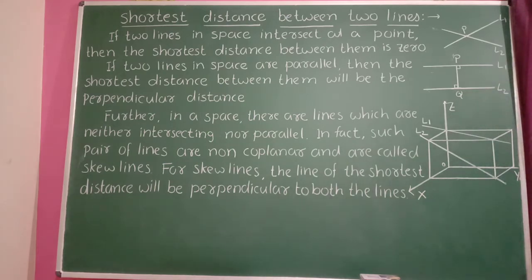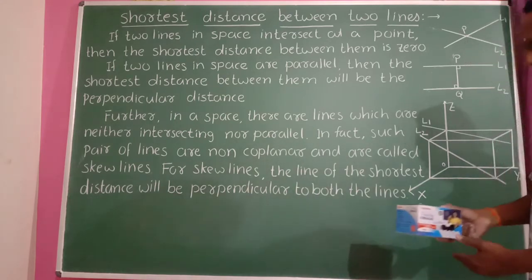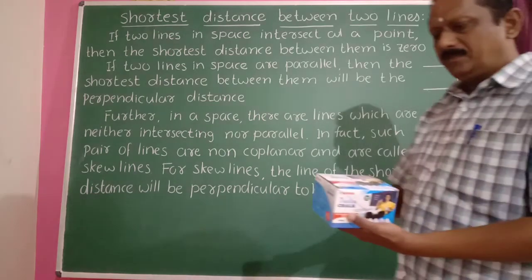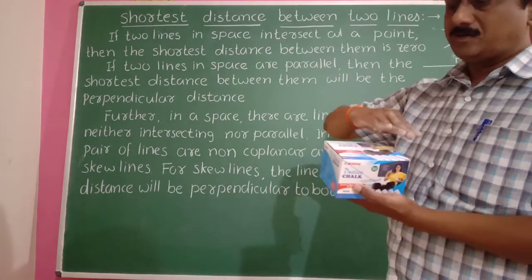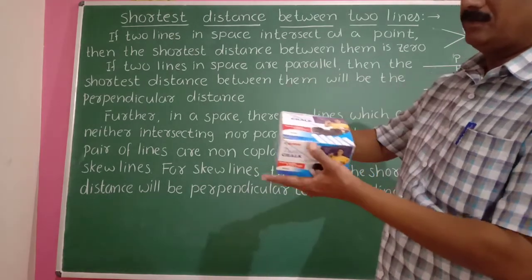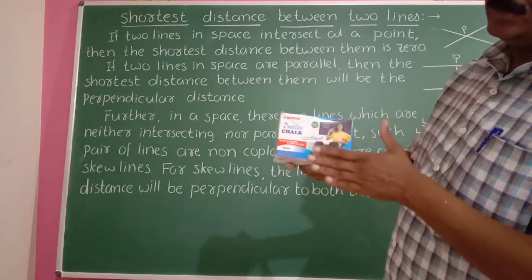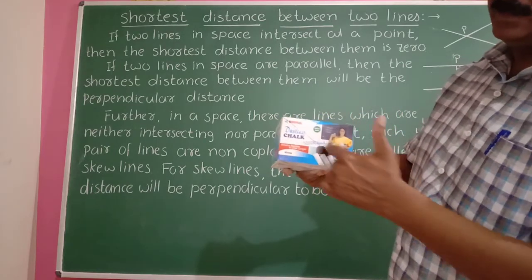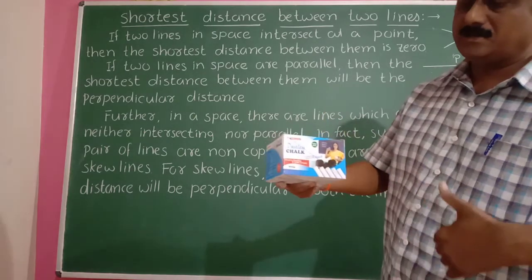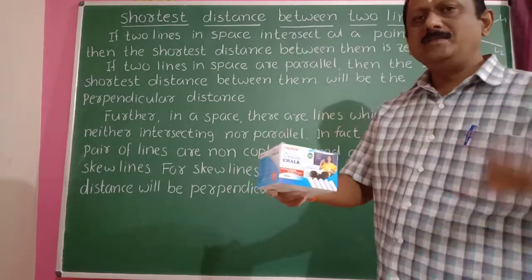Next, further in a space there are lines which are neither intersecting nor parallel. In fact, such a pair of lines are non-coplanar and are called skew lines. Okay, consider this box. Here I am taking one line on the top face, and the other line I am taking on this face. If you extend this line as well as this line, they never meet each other.